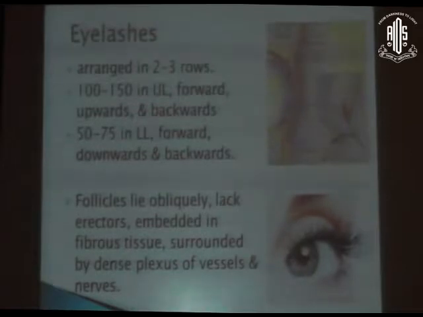Eyelashes are arranged in 2 to 3 rows, and keratopathy can occur because of disorientation of lashes, as in cases of trichiasis, or if the position of lashes is not normal, as in cases of distichiasis, where the lashes are present as an extra row at the meibomian gland orifices.